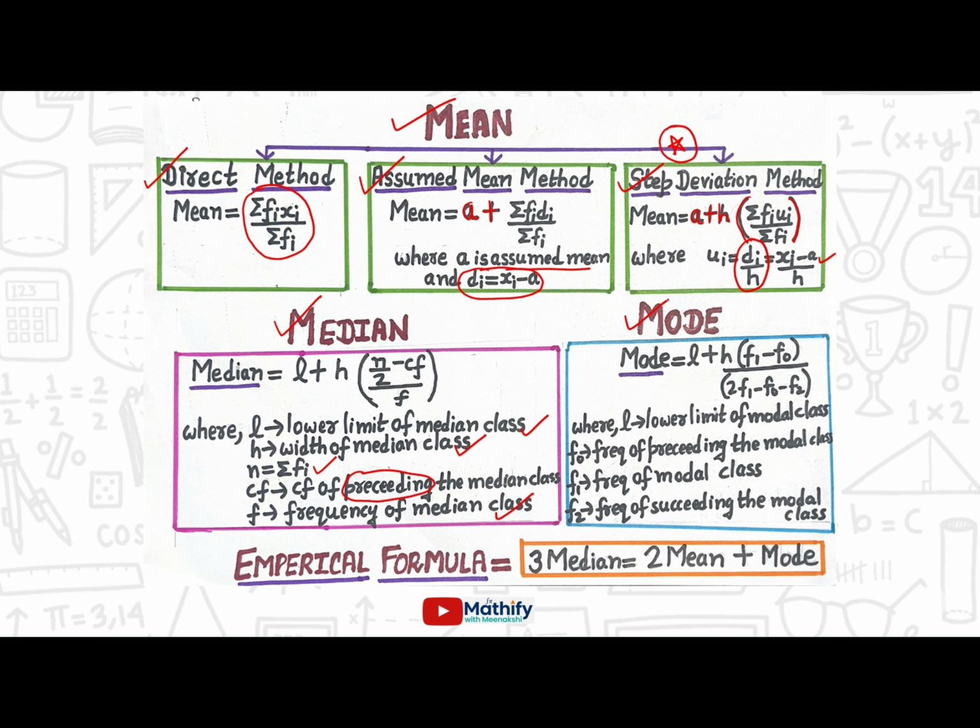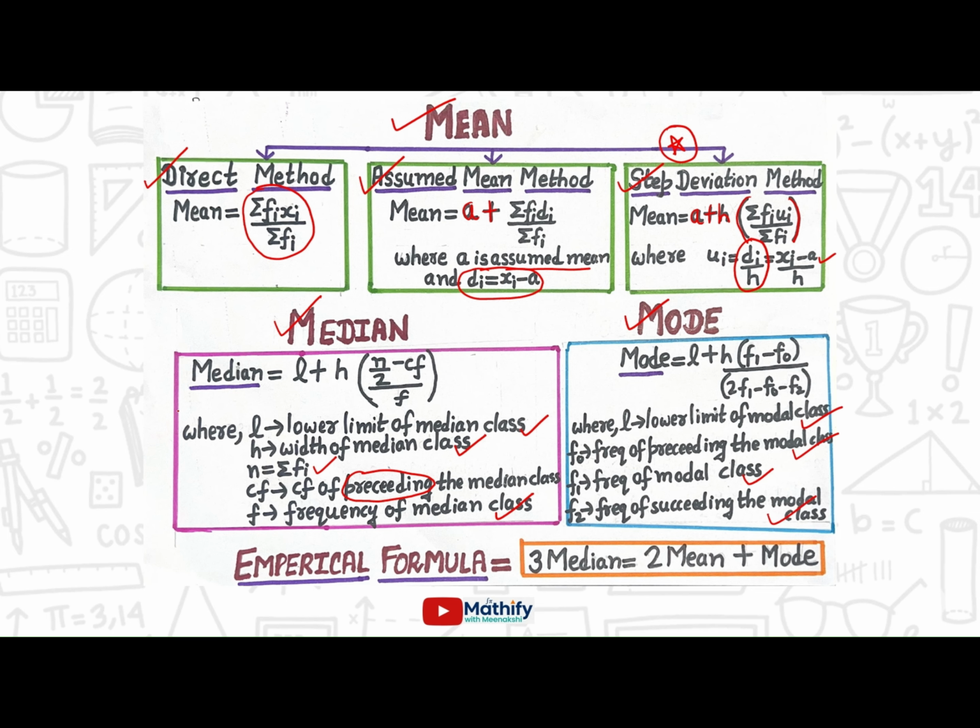Let's move to mode. Formula for mode is L plus h into f1 minus f0 divided by twice of f1 minus f0 minus f2, where again L is the lower limit of modal class, f0 is the frequency of the class preceding the modal class, f1 is frequency of modal class, and f2 is frequency of the class succeeding the modal class.